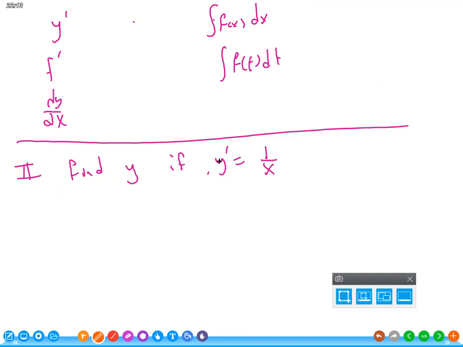How to find y if we have y prime? What is the function we make derivative to get 1 over x? It is ln x.